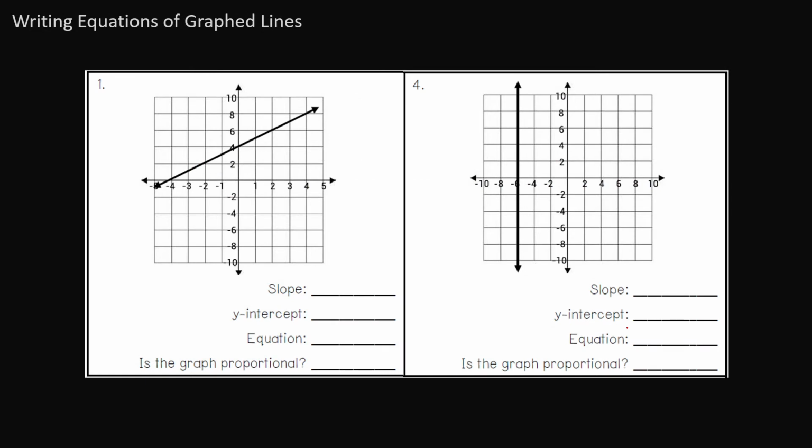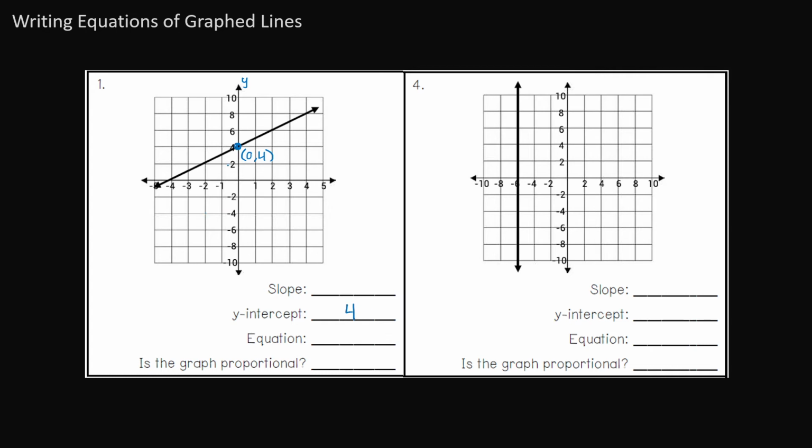So let's practice a little bit. Given the graphed line, I'm going to write the slope, the y-intercept, the equation, and tell whether the graph is proportional. On number 1 here, the easiest part of this line to identify is the y-intercept because it's the place where the line crosses the y-axis. Here's my y-axis, the up and down axis, and I can see the line crosses right here. The y value of this point is 4. The coordinate is 0, 4. So the y-intercept is positive 4.